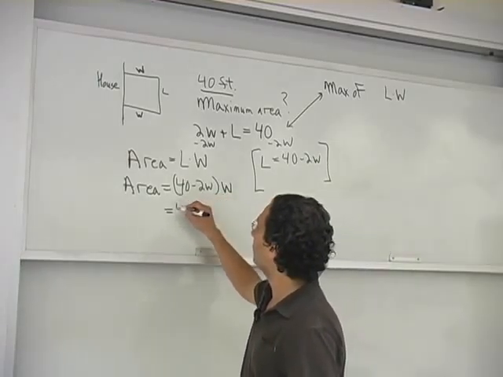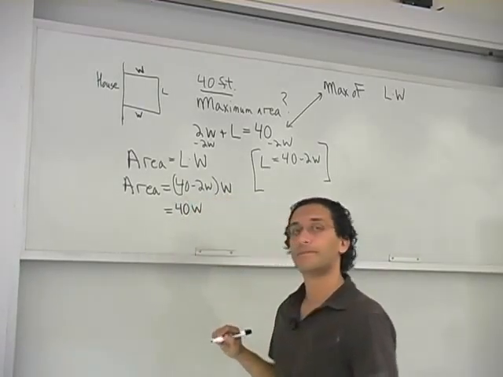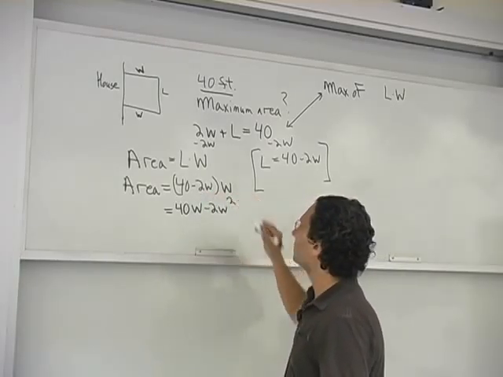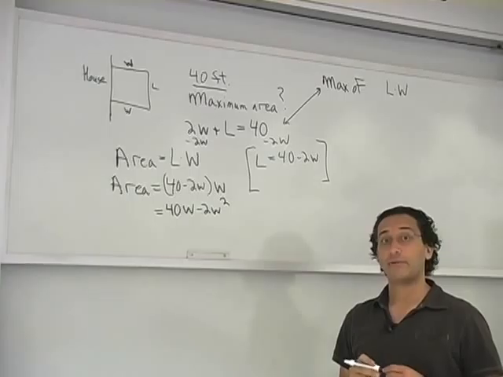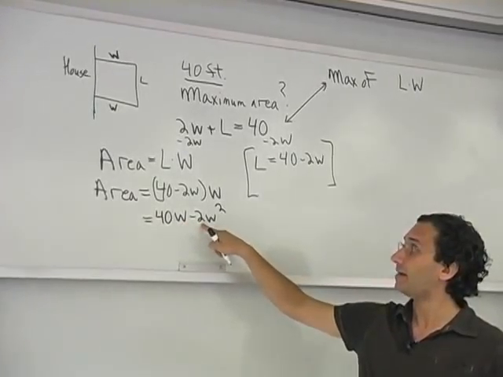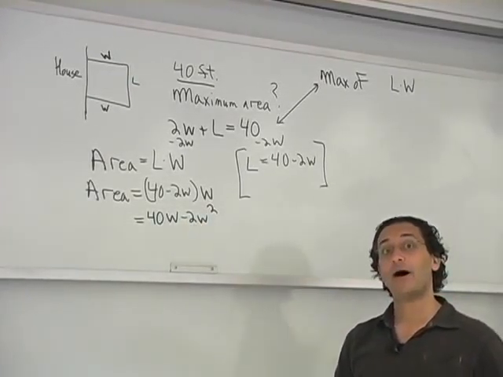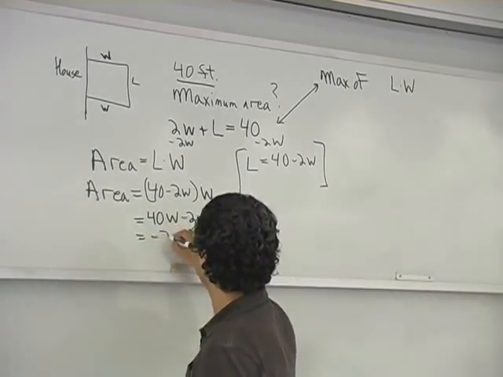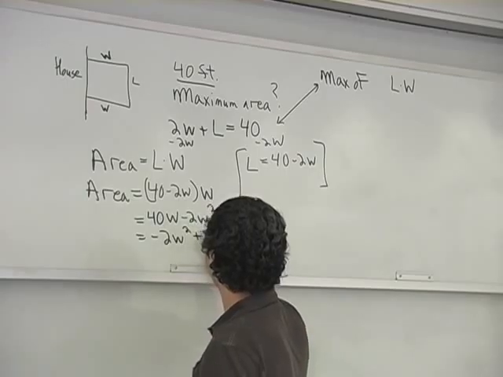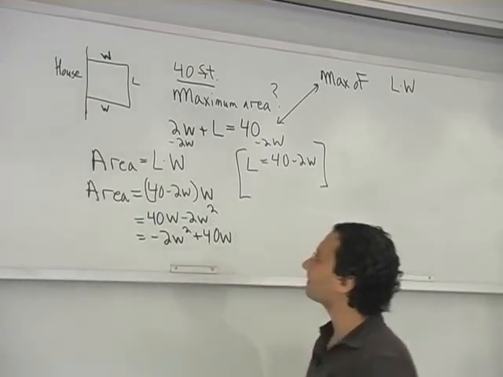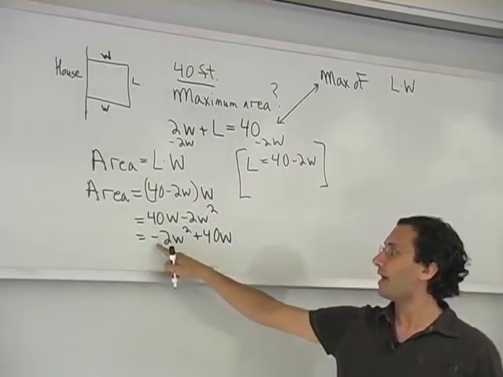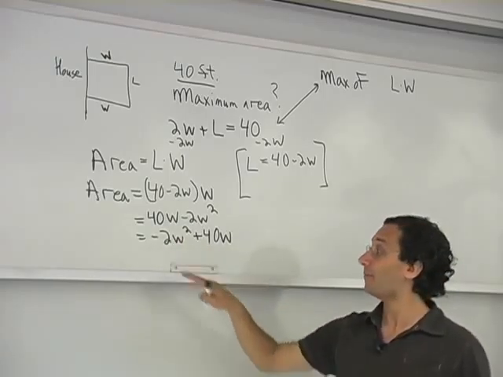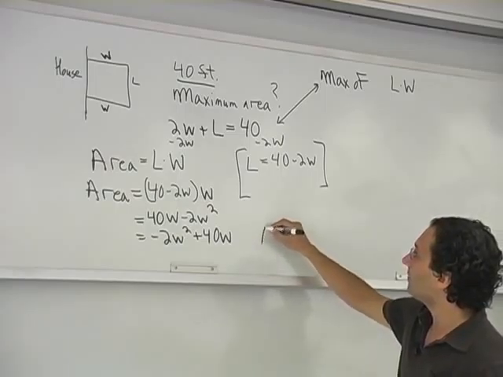This is 40W. This is minus 2W squared. And then I realize that this guy has the shape of a parabola. Let me reorder the terms so you could clearly see that, and so that you could also clearly see something else. Written this way, we see that the leading coefficient is negative, which means that the picture, if I were to sketch it, would have this rough shape.